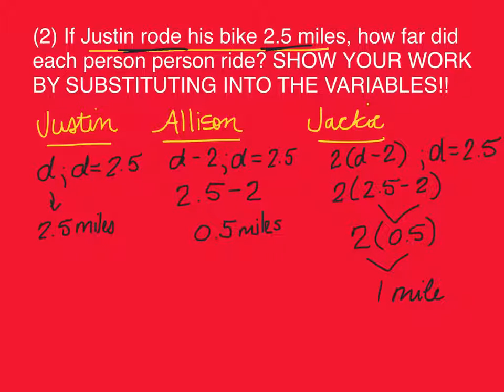And here we are. We know that Justin rode 2.5 miles, Allison 0.5 miles, and Jackie 1 mile.